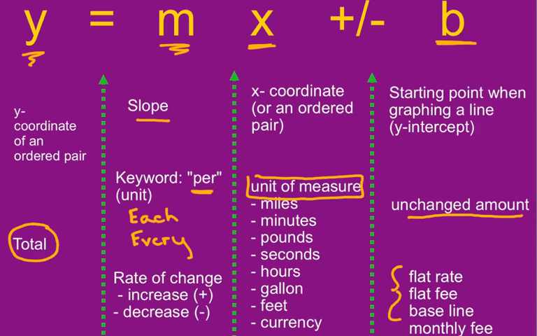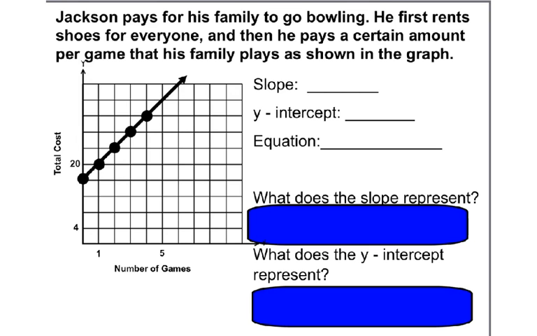Hopefully you've paused the video. So let's begin. Our first problem here: Jackson pays for his family to go bowling. He first rents shoes for everyone, and then he pays a certain amount per game that his family plays, as shown in the graph. When I'm reading this, where it says he first rents shoes for everyone, that's the initial amount. That's going to be the y-intercept. And if you see per game, that's going to be our slope.